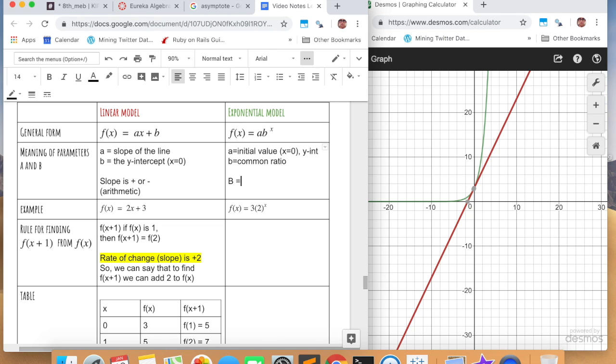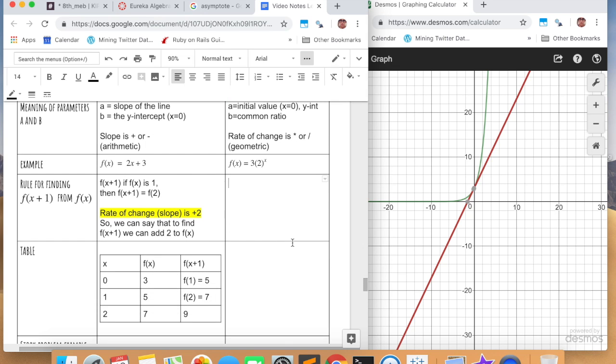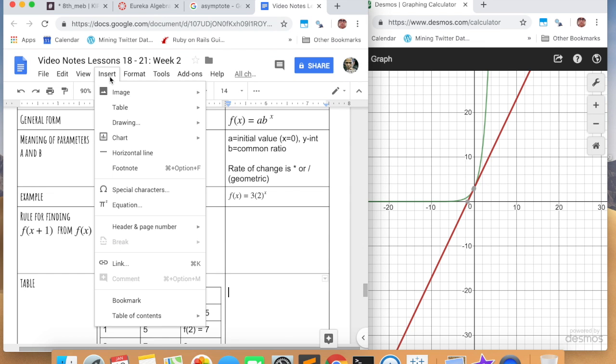Now, how would this work for an exponential model? In a linear model, your slope is going to be arithmetic, right? So it's going to change either by adding or subtracting. But in an exponential model, your rate of change is going to be geometric in nature, so it's going to change by multiplication or division. Let's fill out a table to see our initial values. I'm going to use the same x, 0, 1, and 2.